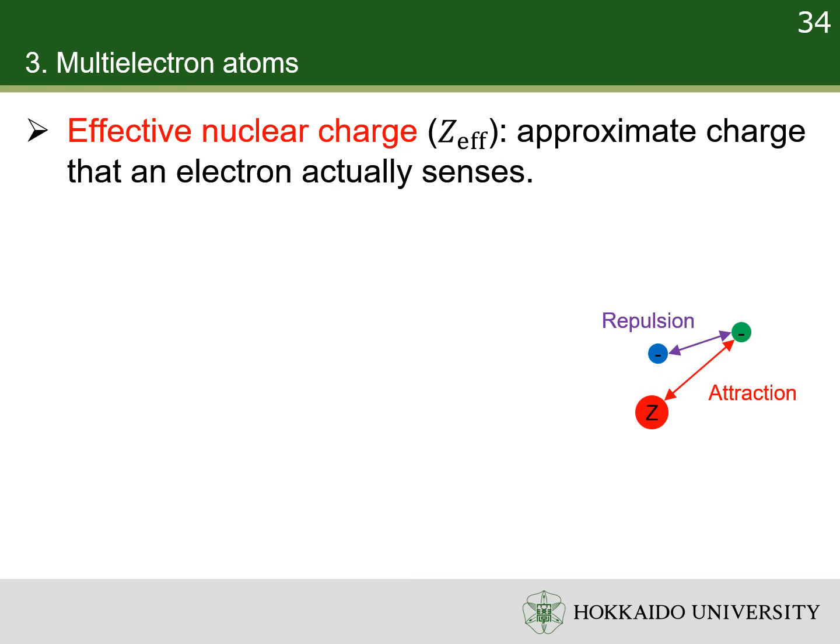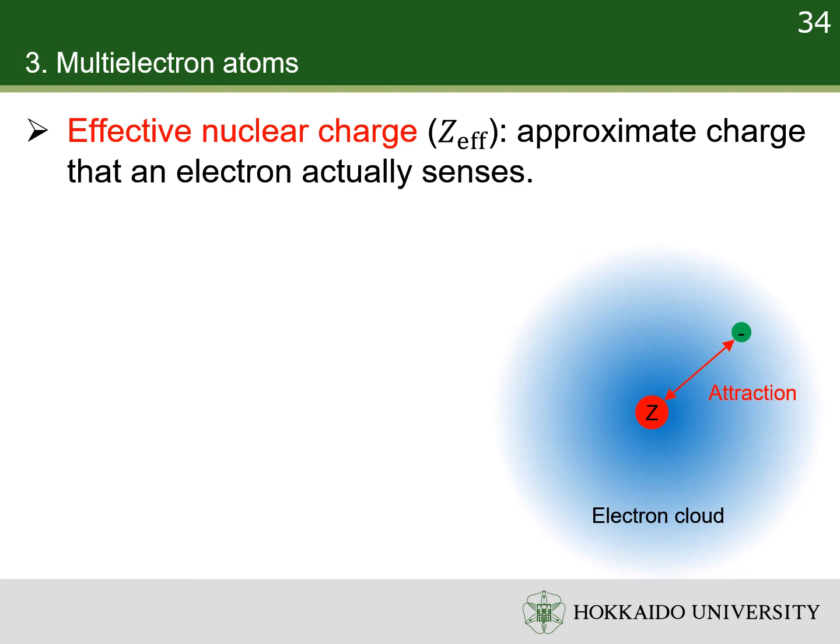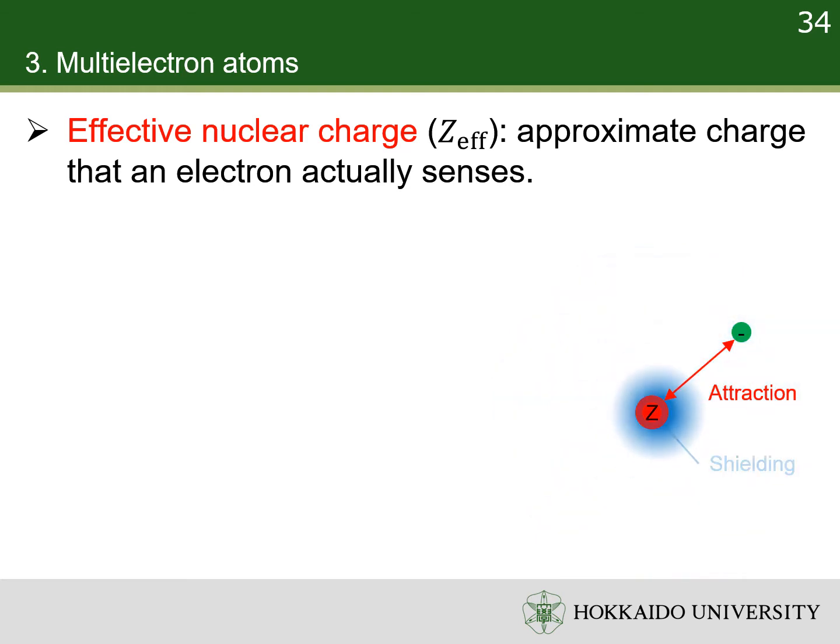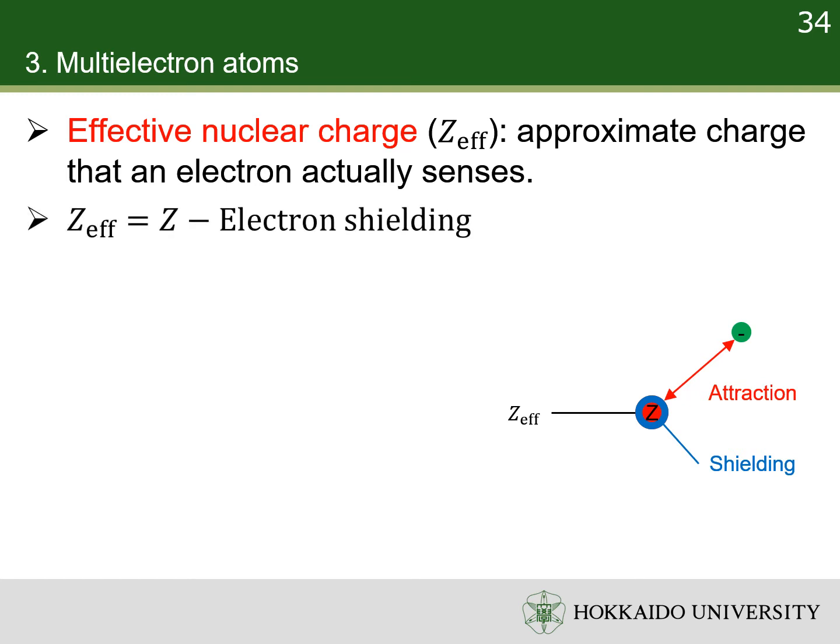In a multi-electron atom, the force experienced by one electron is not only the attraction from the nucleus, but also the repulsion from the other electrons. All the other electrons can be treated as an electron cloud centered at the nucleus. They partially shield the attraction from the nucleus. The effective nuclear charge is the approximate charge that an electron actually senses. It is the nuclear charge subtracted by the electron shielding. The wave function of a single electron calculated in this way is called an atomic orbital.